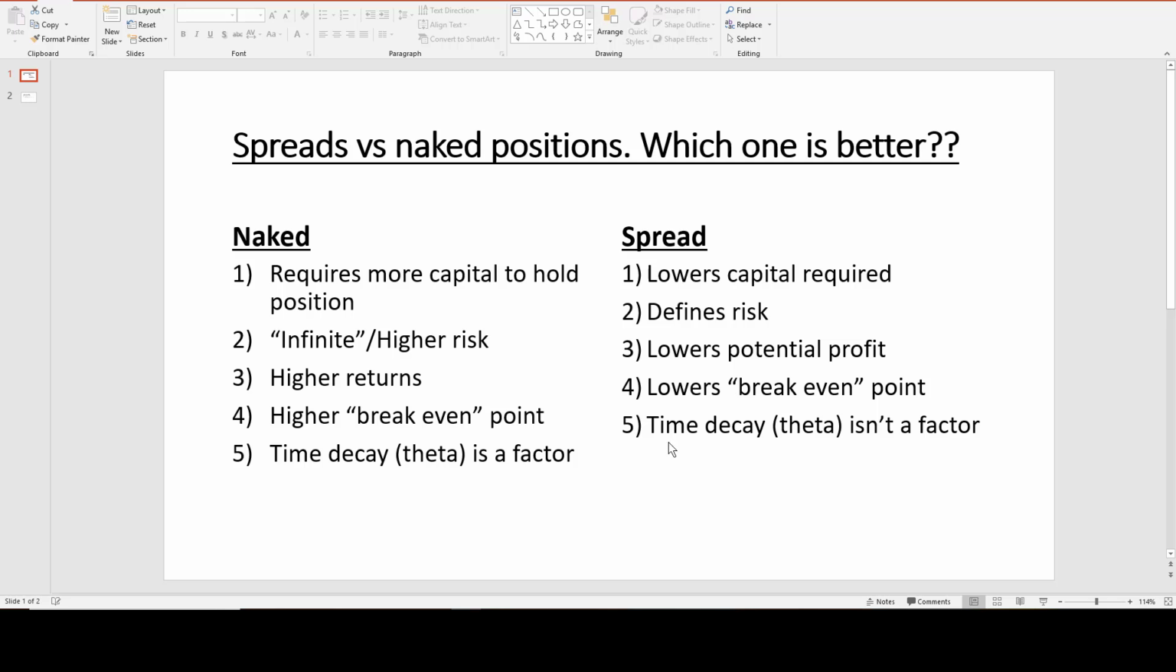It's got higher risk, and in any market that you trade, the higher the risk, the higher returns that you're going to have. Whereas a spread, you have a defined risk. It lowers your risk. So therefore, you're going to have a lower potential of profit.